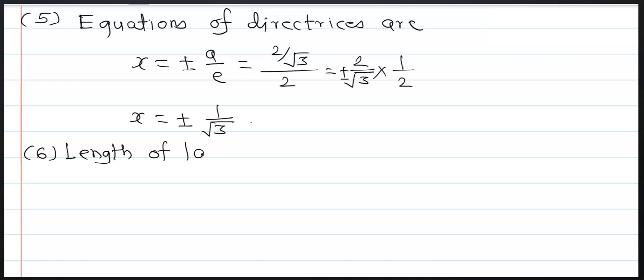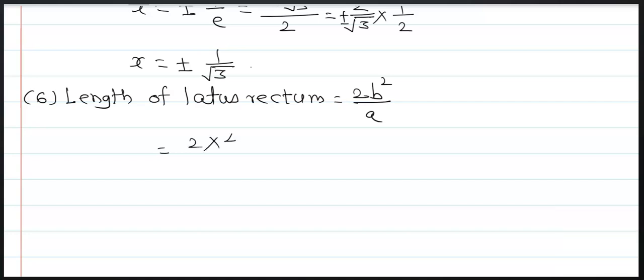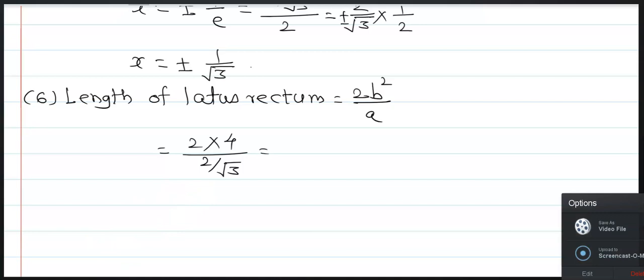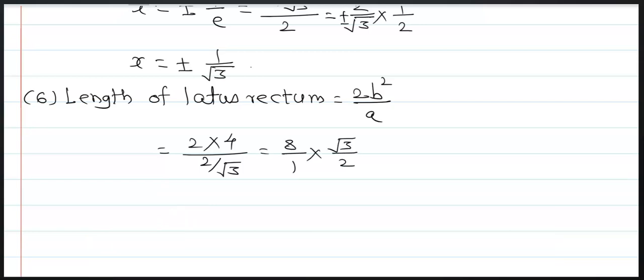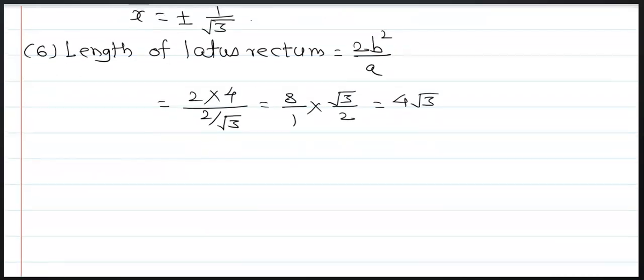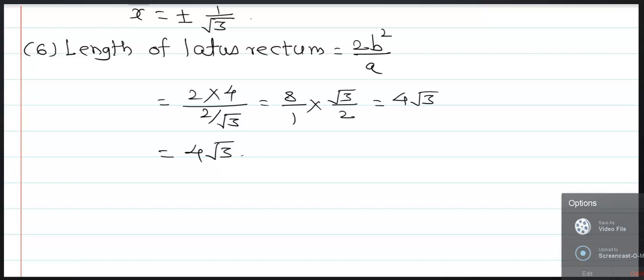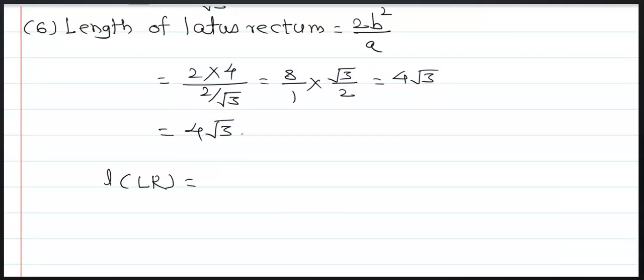Sixth one, length of latus rectum, that is 2b square upon a, 2 into 4 upon 2 upon root 3, that is 8 upon 1 into root 3 upon 2, that is equal to 4 root 3. This is the length of the latus rectum, 4 root 3.